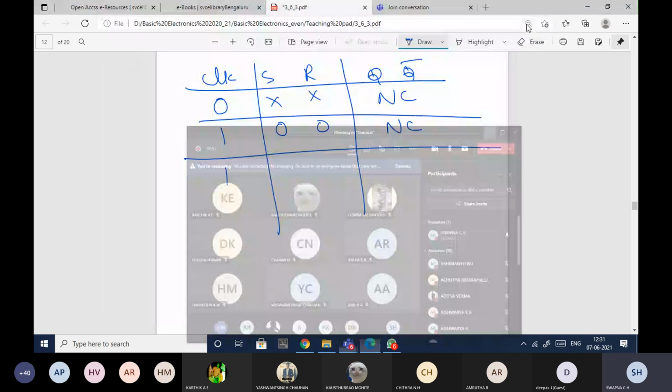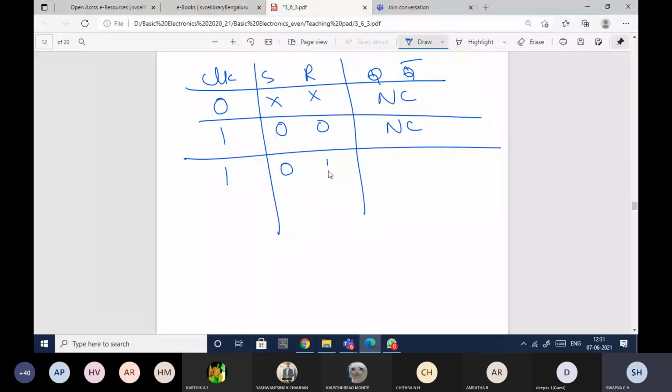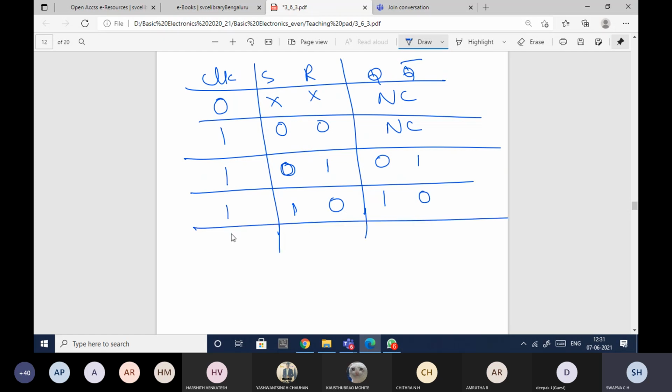Clock is equal to 1, set value is equal to 0 and reset value is equal to 1. Reset is 1, set is 0, Q will be 0 and Q bar will be 1. Clock is equal to 1, set is 1, reset is equal to 0, Q will be 1 and Q bar will be equal to 0. Then clock is equal to 1, S is equal to 1, R is equal to 1, then the output of the state is an invalid state.